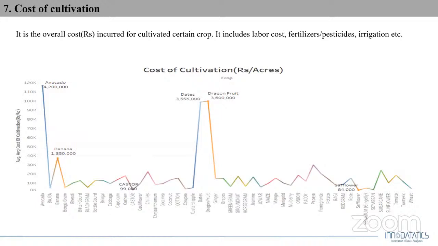Cost of cultivation. It is the total expenses incurred for cultivating 1 acre of crop. It includes labor costs, fertilizers, pesticides, irrigation costs, and all. If you see the graph, avocado, dates, dragon fruit have maximum cost of cultivation because they are usually long-term crops, so they require long-term maintenance.